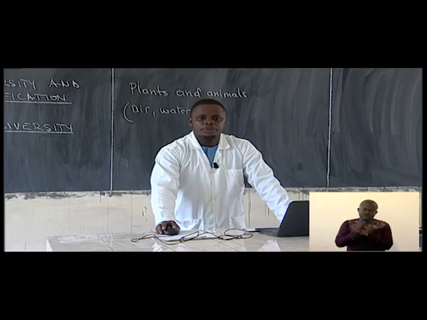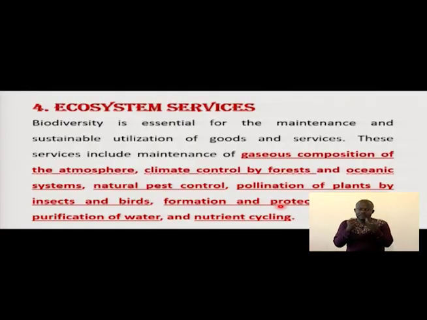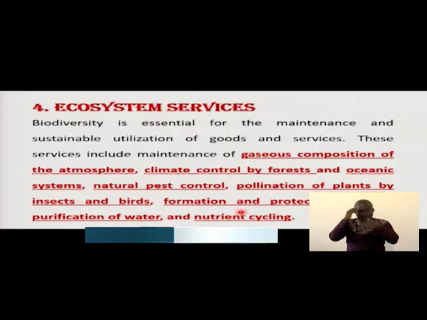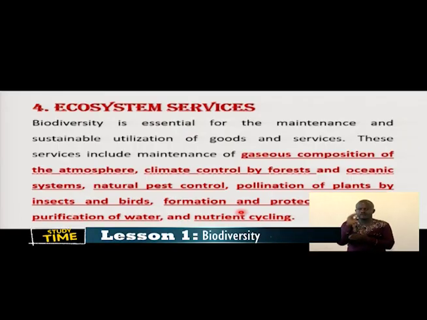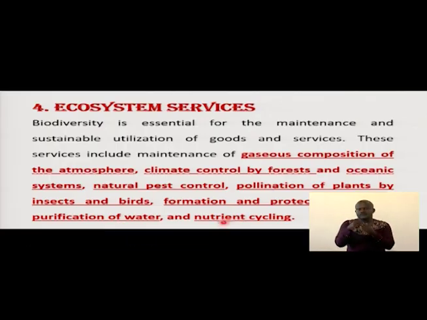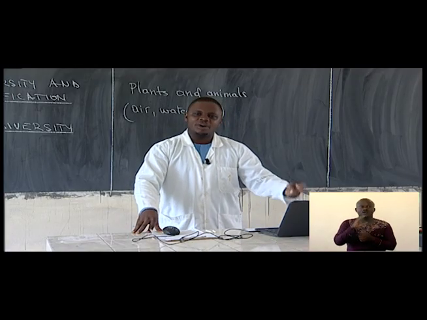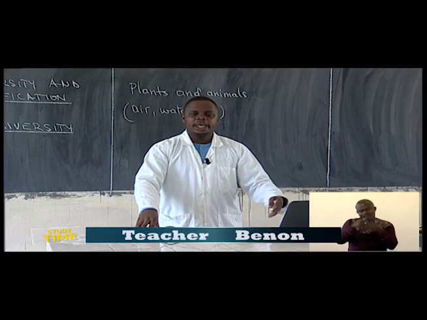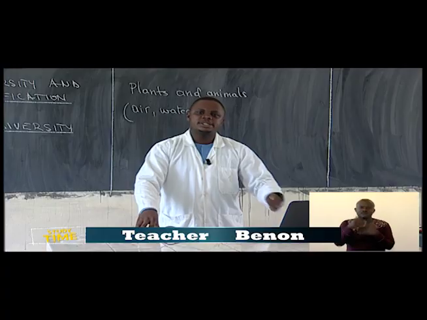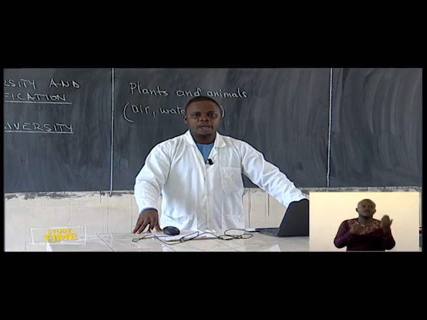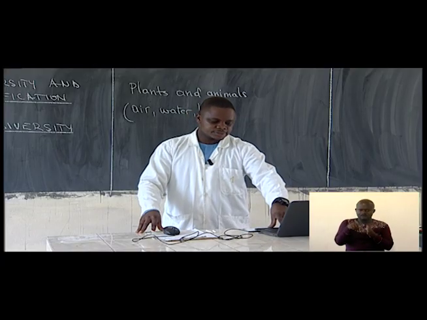Then we have formation and protection of soil. This is another important function of plants and animals. Then we have purification of water, and then nutrient cycling. Remember, when we talk about nutrient cycle, we can think of the nitrogen cycle, the carbon cycle, and the water cycle. All those are different nutrients which are needed by organisms. So ecosystem is important because it provides different nutrients or requirements which are needed by organisms.